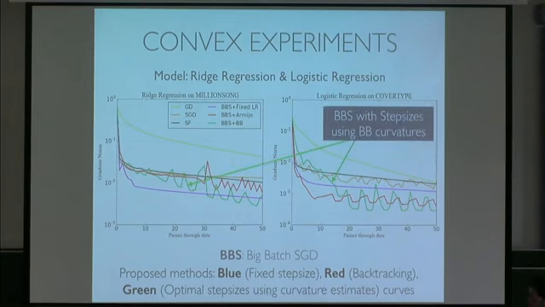And then finally, we can do a little bit better than that. We have this green curve here, and this is using a Barzilai-Borwein adaptive method to try to adaptively choose the step size. The Barzilai-Borwein method can both increase and decrease the learning rate on each iteration.